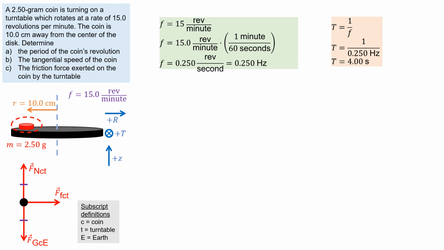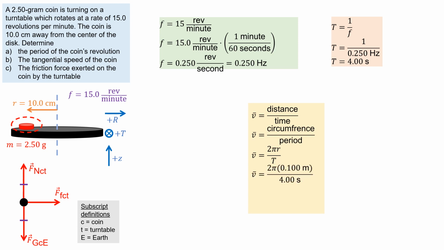Part B, we want to find the tangential speed of the coin. We're going to do that in this yellow box here. We're going to start by finding average speed, which is distance traveled over time. And if we look at one full revolution, then the distance traveled is the circumference, and the time that it takes to do that is the period. It's a circle. We can compute the circumference of a circle using 2 pi r, and the variable for period is capital T.